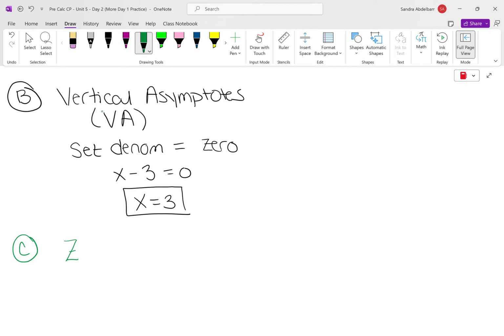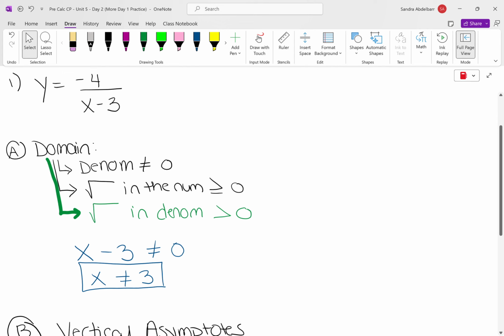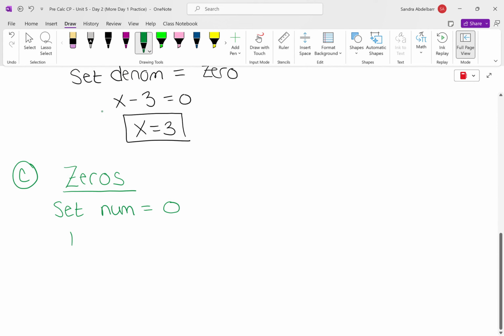The next one are the zeros of the graph. So for the zeros, we're going to set the numerator equal to 0. But look at our problem. Can we set the numerator equal to 0 here? Is there any variable there? No. So guess what? There are no zeros here. So our graph is not going to cross the x-axis at all.